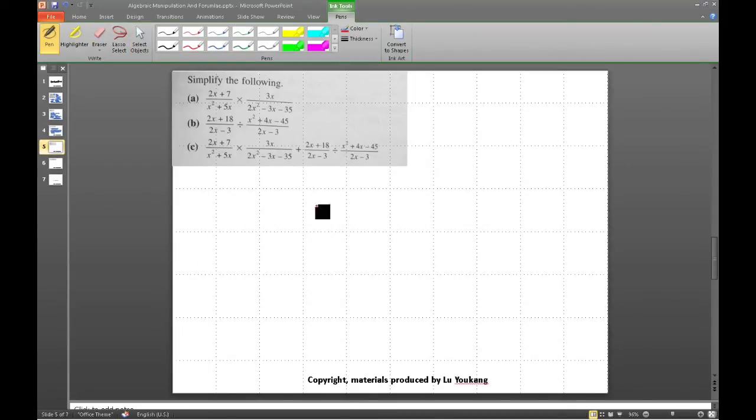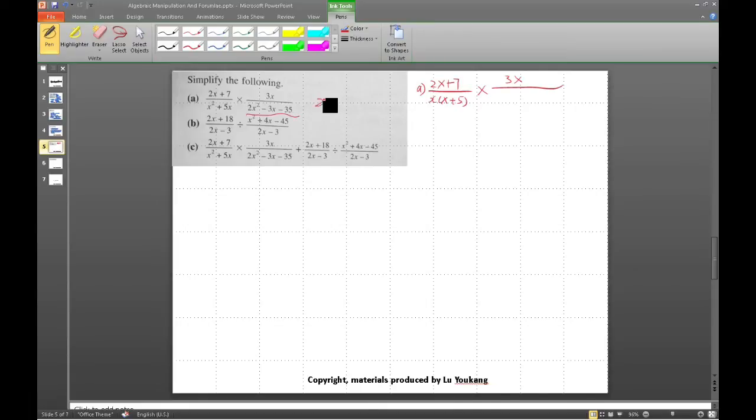Okay, here we are asked to simplify the following. We have three expressions here. Whenever you see a factor, take out this factor. For x squared plus 5x, the factor is obviously x. So take out x, and you're left with bracket x plus 5 at the bottom. Then you times 3x over, so you have a quadratic 2x squared minus 3x minus 35 here.